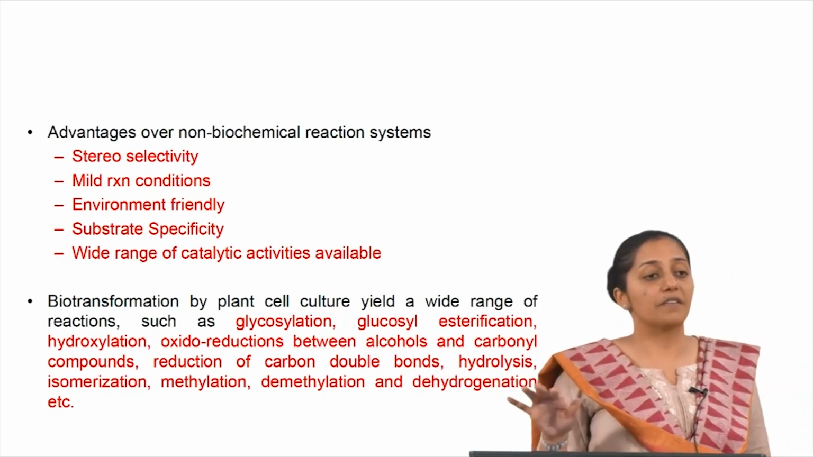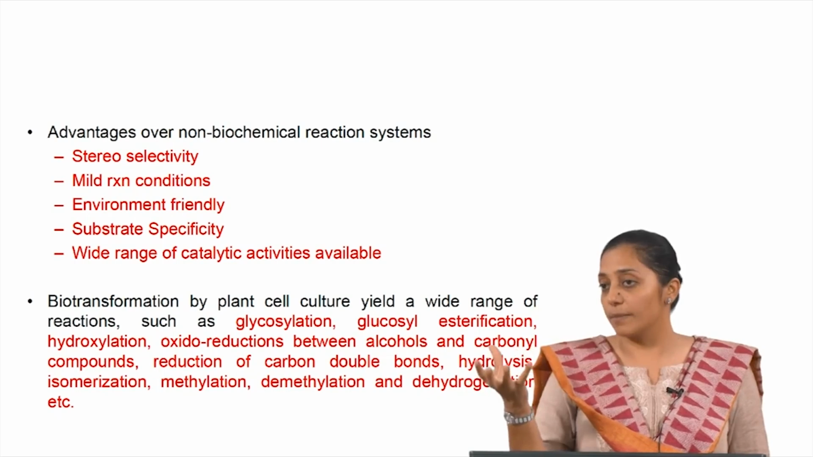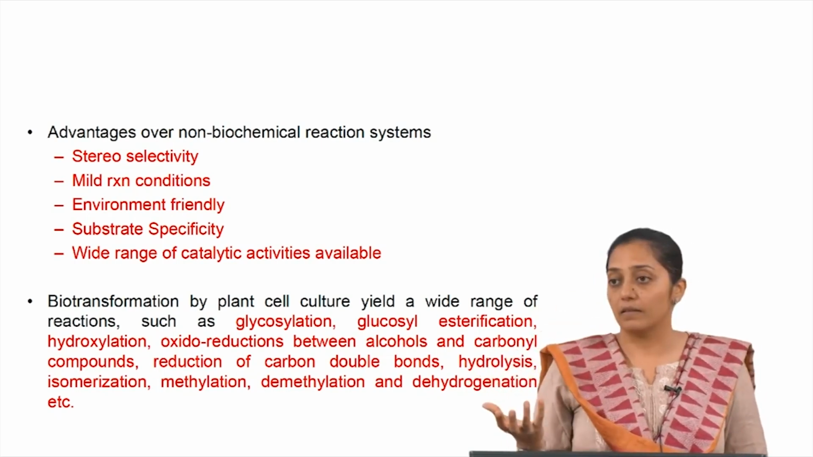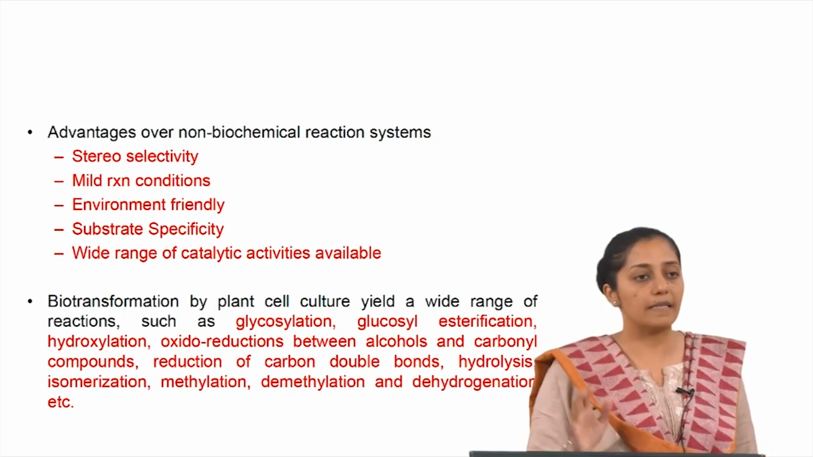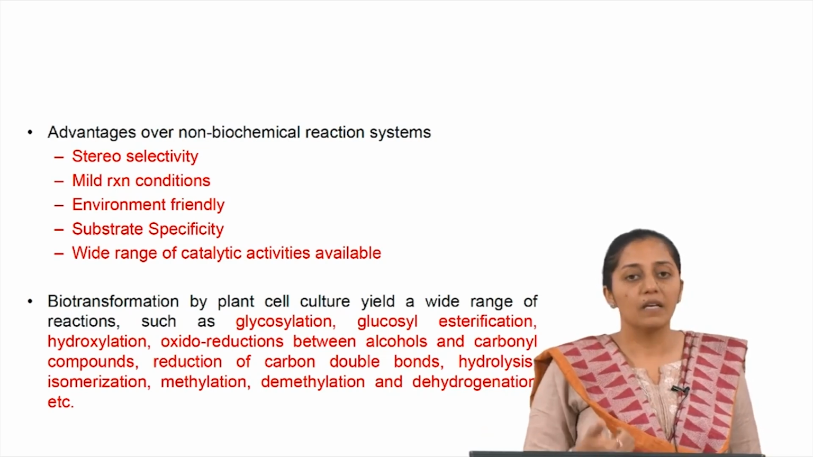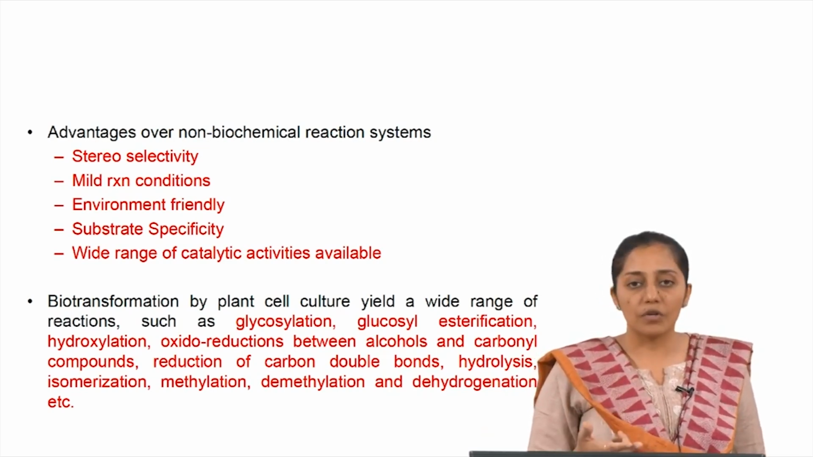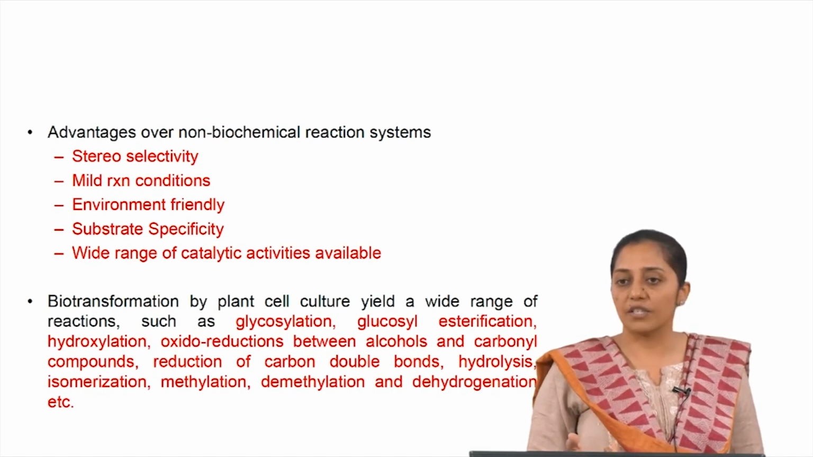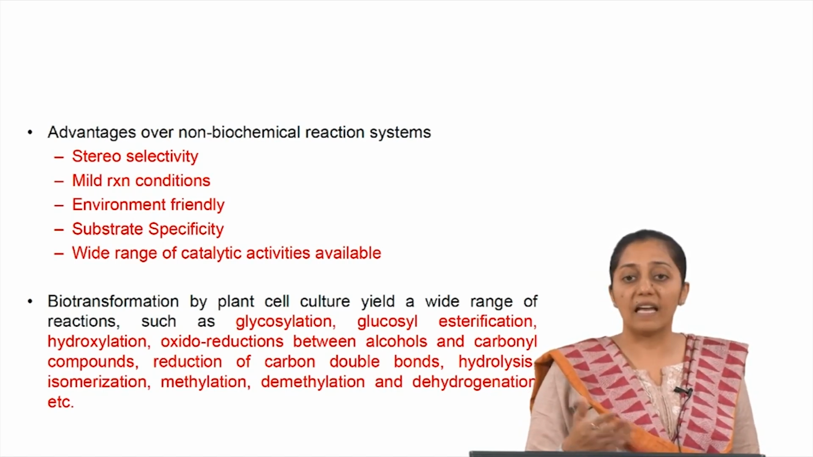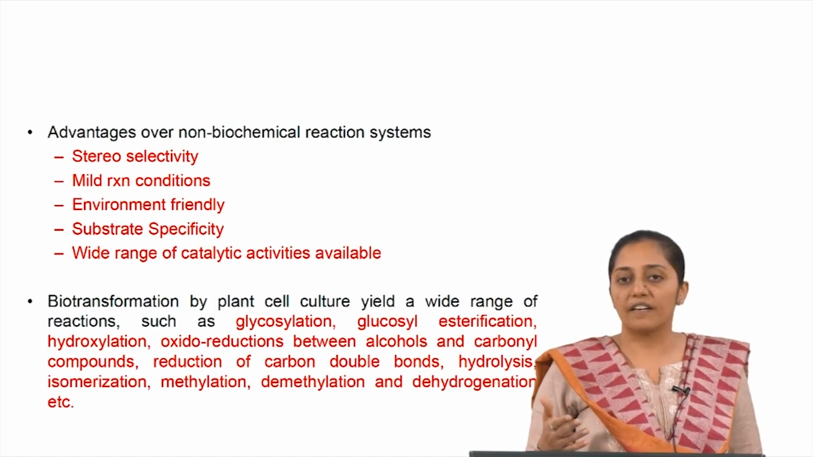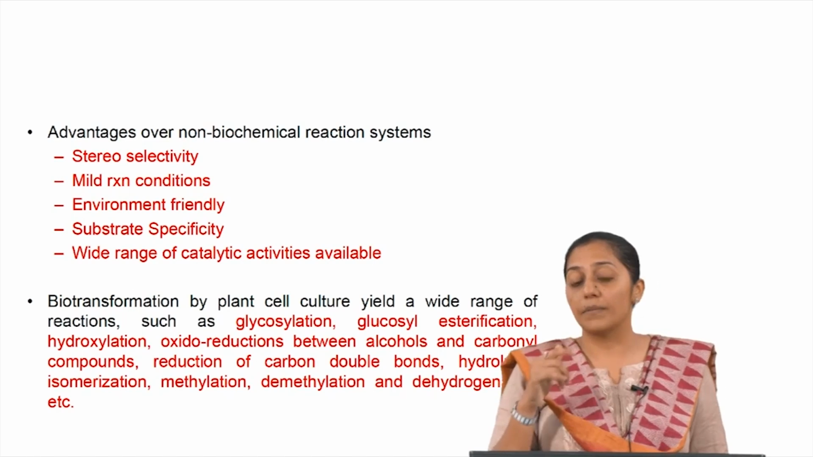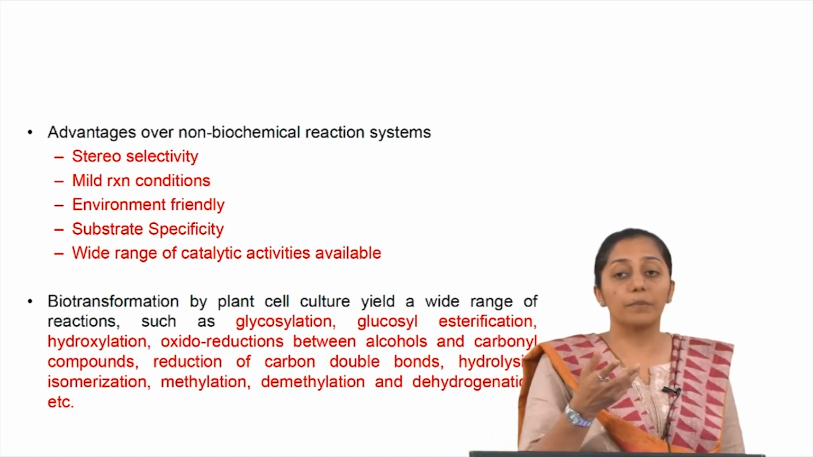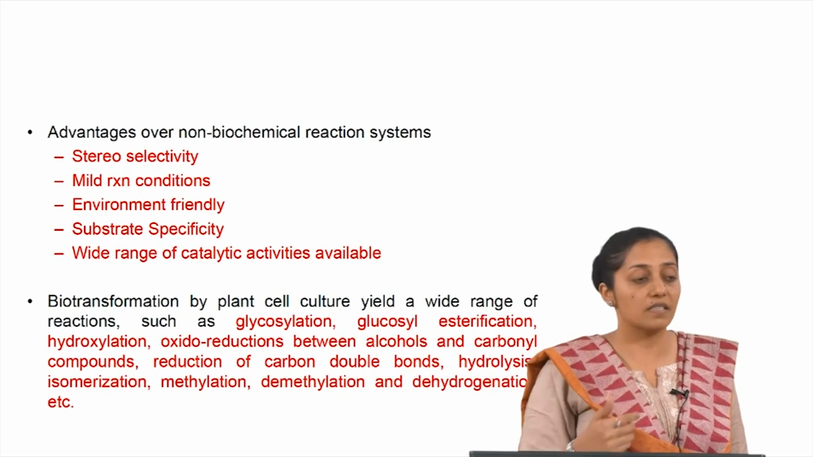A wide range of biotransformation reactions can be carried out using plant cells as repositories of enzymes, or plant cell enzymes as biotransformants, but here we are talking about plant cell as it is as a repository of enzymes. So, what kind of reactions? For example, glycosylation, glucosyl esterification, hydroxylation, oxidoreduction between alcohols and carbonyl compounds, then reduction of carbon double bonds, saturation, unsaturation, then hydrolysis, isomerizations. Sometimes, for example, I must have also talked about vitamin E alpha tocopherol during my earlier discussions.